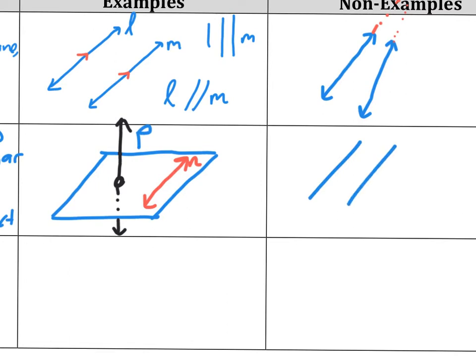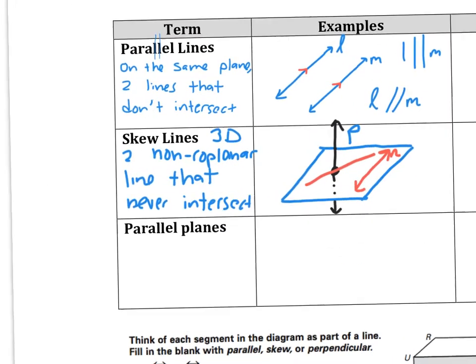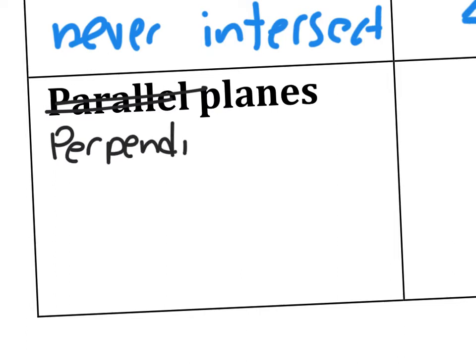Again, these don't intersect, but they're parallel, so that's a non-example, not skew. And the last one, look at that. What should it say? Perpendicular. Remember, you can abbreviate with an upside-down capital T, and it's any 2 lines that meet at a right angle.